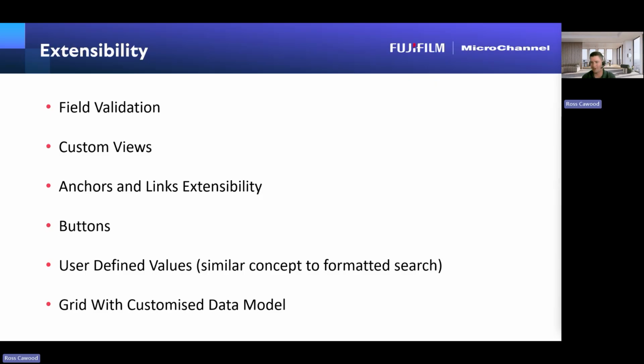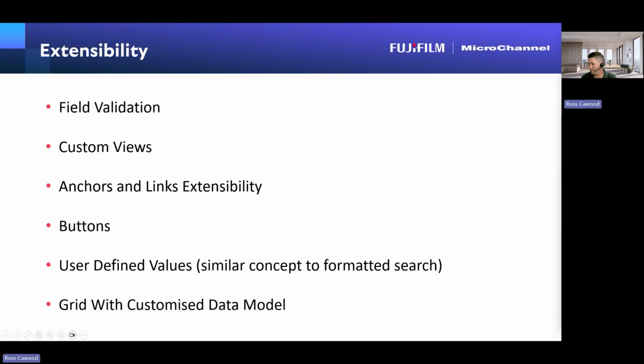What this allows us to do is put a button that simply takes us to a function within the system or to a specific page within a document. And I'll show you a little bit more on that. We've also got buttons. With buttons, we can either call external services or get information from external systems. And then we've got user-defined values, very similar to the formatted search concept. And then we've got grids with customized data models, and I'll get into that as well.